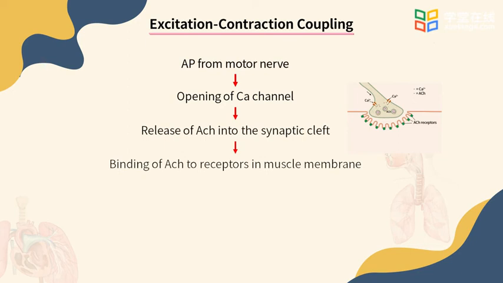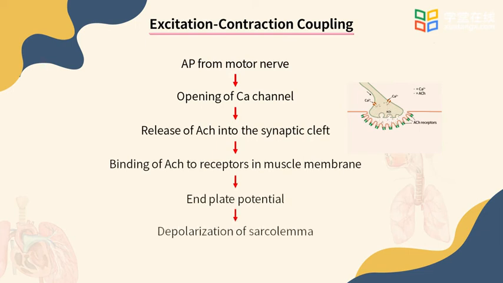ACh then diffuses across the synaptic cleft and binds to its receptor on the sarcolemma. This produces a local change in the membrane potential called the end plate potential. We say the sarcolemma depolarizes. After completing its job, ACh is broken down in the synaptic cleft by acetylcholinesterase and diffuses away from the junction.